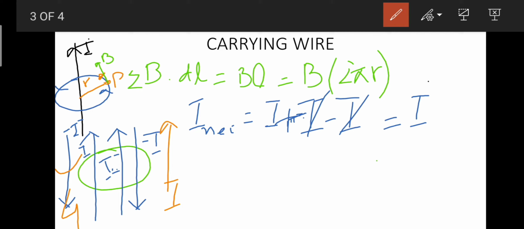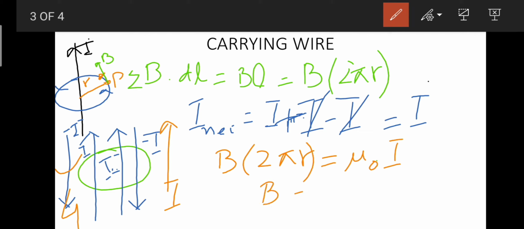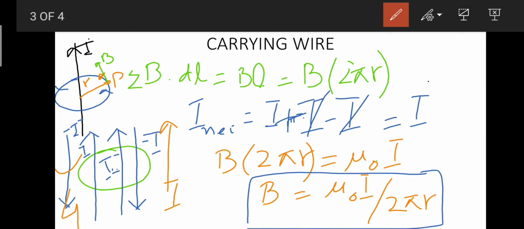Okay. Now, if I put this value of I net into the equation, I can write B into 2 pi r equals mu naught I, right? And if I want to determine B, that value would be mu naught I divided by 2 pi r, right? So this is the value of magnetic field at point P. This is the value of magnetic field at point P.